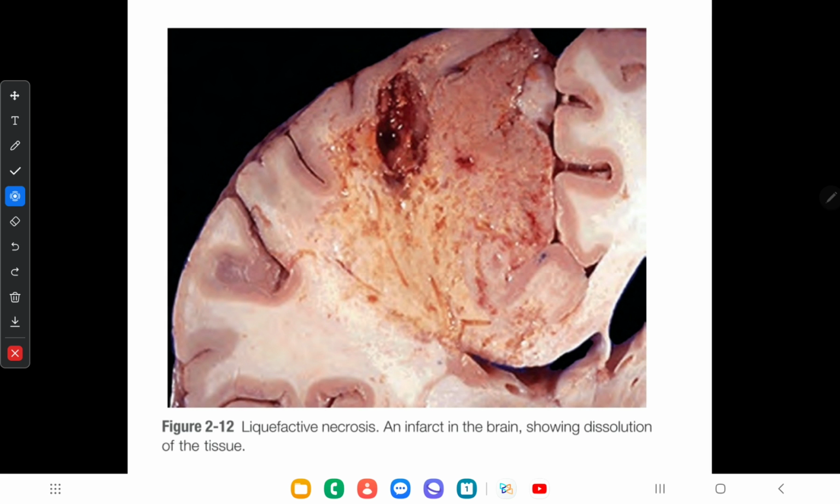Then here is liquefactive necrosis in brain. I told you earlier, you cannot see coagulative necrosis in brain. Therefore, you can only see liquefactive necrosis in brain. Here you can see liquefactive necrosis. It occurs due to accumulation of inflammatory cells. Finally, those dead cells are digested by phagocytosis and this tissue becomes a viscous liquid. In a bacterial infection, you can see creamy yellow pus formation in the brain.